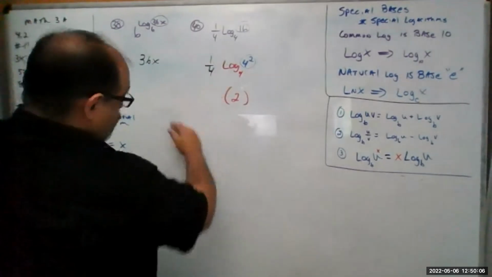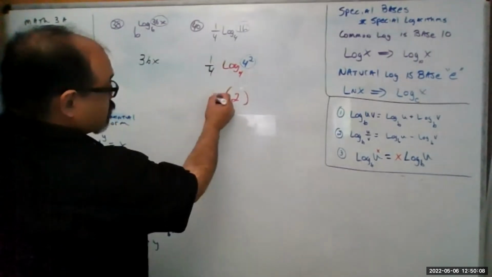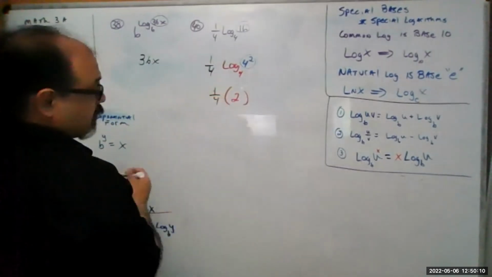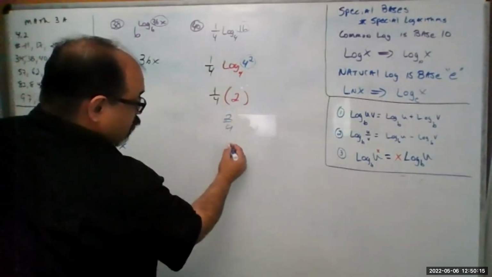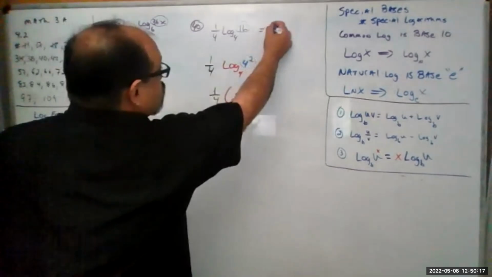Let me clean that up. 1/4 times 2. And 1/4 times 2 is 2/4, and 2/4 is 1/2. This equals 1/2.